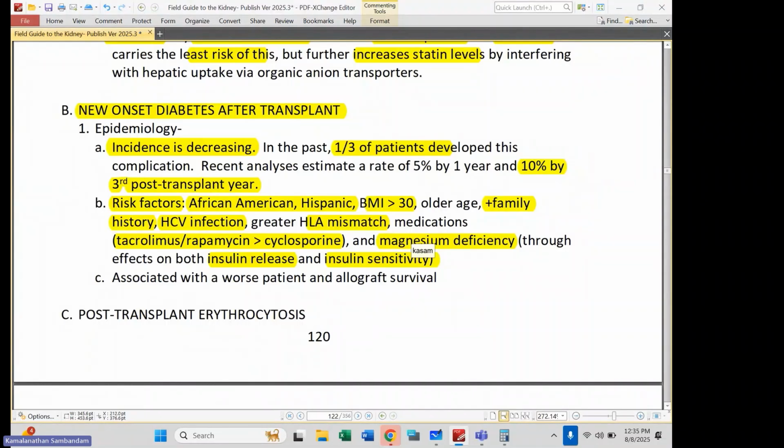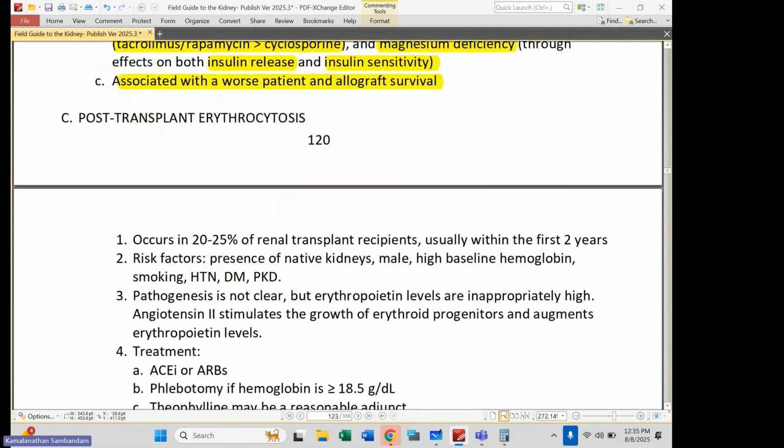So that tells you that you should be following magnesium in your transplant clinic and not just saying, your magnesium's not too high, we'll just kind of monitor it. If you want your patient not to get diabetes, you should take that seriously. Certainly, diabetes post-transplant does seem to affect allograft survival and patient survival.